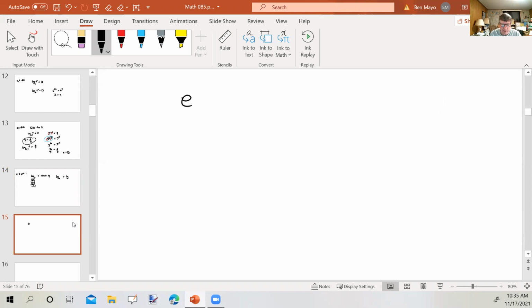Now, e, even though it's a letter, so it looks like a variable, represents a real, irrational number. Think of it this way. Pi is approximately 3.14, right? Pi is used whenever you're dealing with circles, circumference, area of a circle or a sphere, something like that. E is approximately 2.71828. E is used whenever you're dealing with something that is growing or decaying continuously.